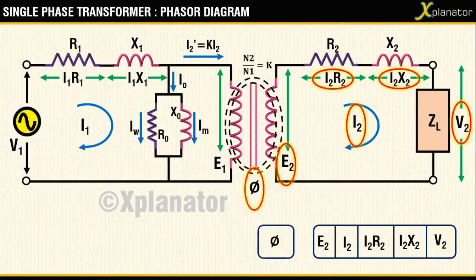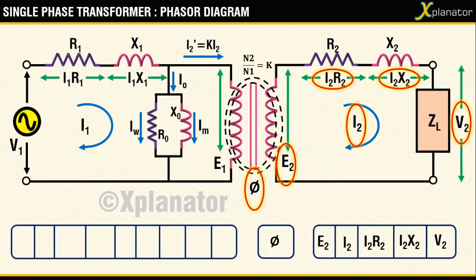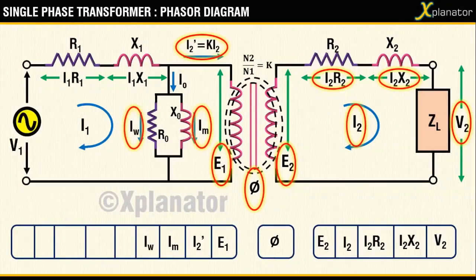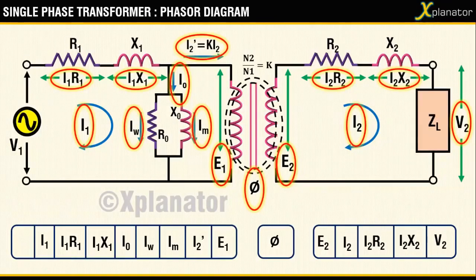Then there is this flux phi in the core which links both the primary as well as the secondary circuit. Coming to the primary side, you have a total of 9 terms. Starting from the end, there is E1, induced EMF in the primary winding. I2 dash, the primary current to neutralize the demagnetizing effects of I2, Im, the magnetizing current, Iw, the working current, I0, no load current, I1X1, drop due to magnetic leakage flux in the primary circuit, I1R1, drop due to the winding resistance in the primary circuit, I1, the primary current, and last V1, which is the input source voltage.